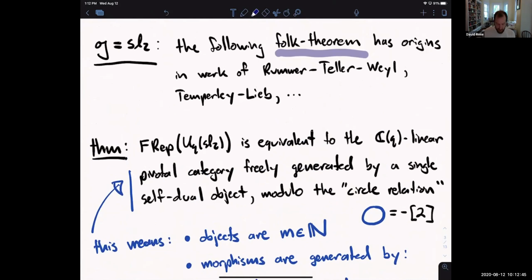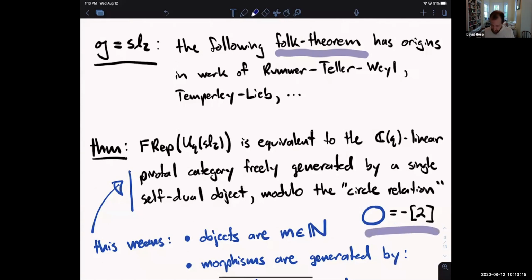Here's the statement. So you look at this category of fundamental SL2 tensor generated by fundamental SL2 representations. Of course, there's just one of them. It's just the standard representation. And the theorem is that that's equivalent to, and I'll say it in fancy speak first, and then we'll elaborate, a C-linear pivotal category freely generated by a single self-dual object modulo one local relation, which is this circle relation.